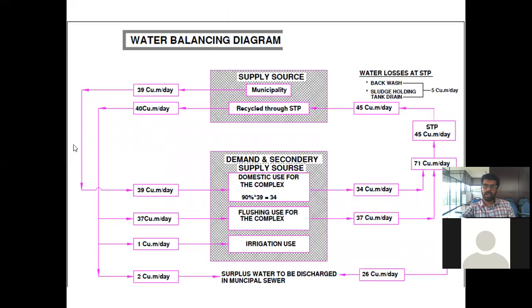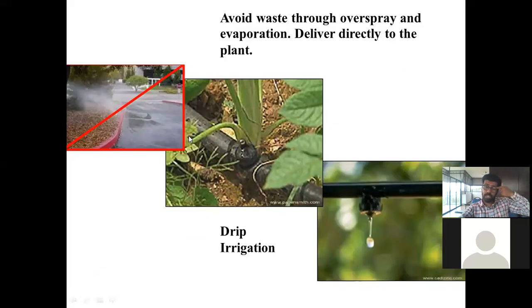Okay, this water balancing diagram, there is one more topic for it, and I will explain it in that topic. Water balancing means how much should be the potable water, and how much should be the overhead tank water. It's a different topic, and I will explain it in the coming classes. So this is the drip system, and that is the sprinkler system.